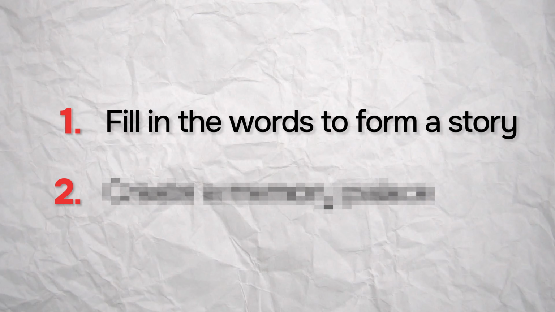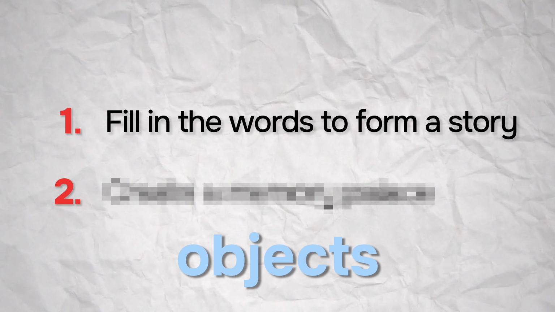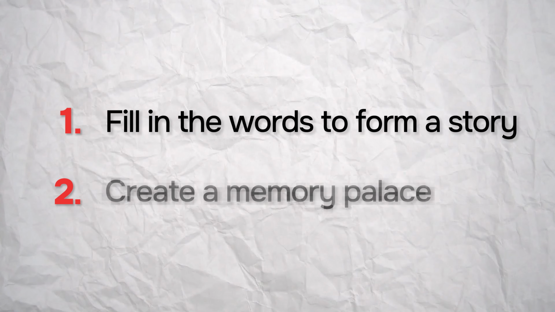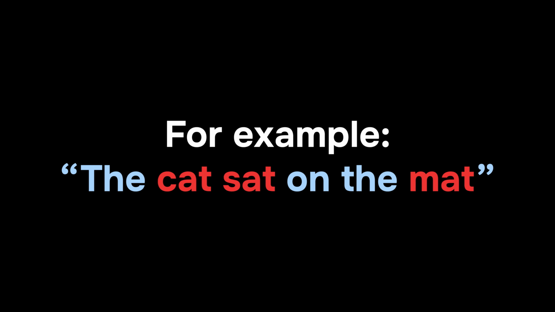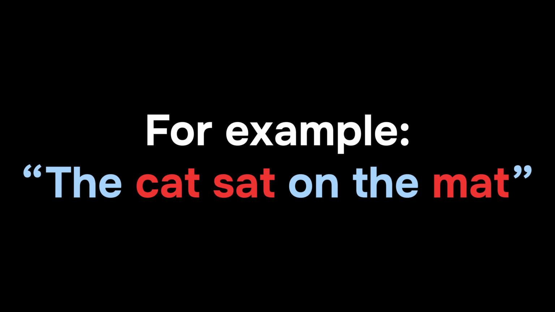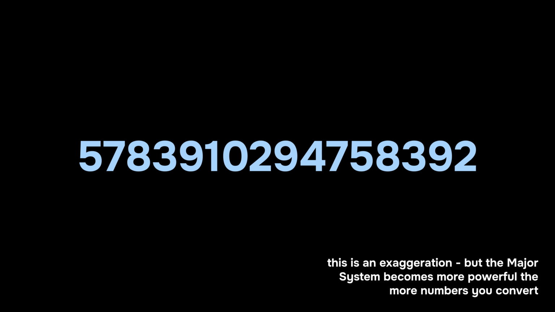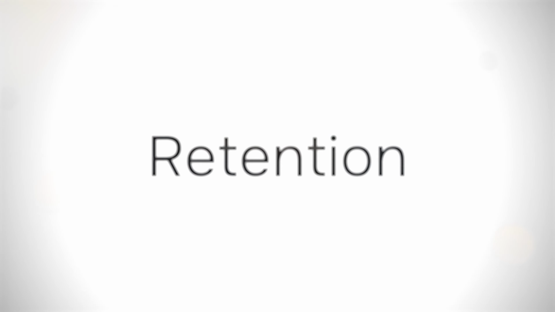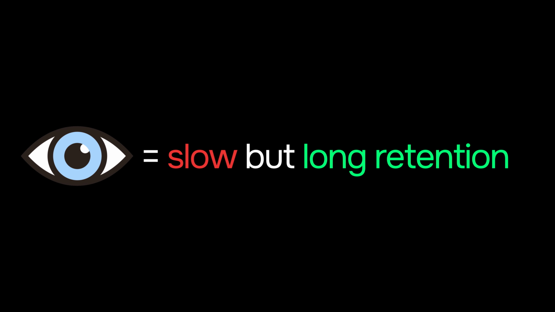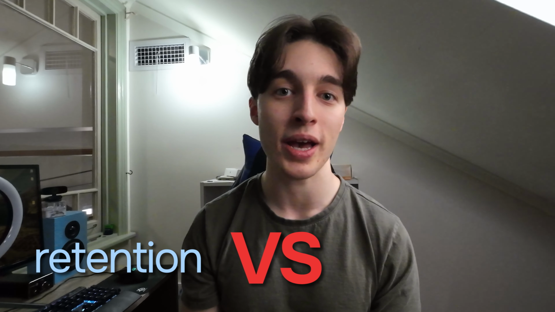Another option is you could make sure all of your words are objects or people and then create a memory palace out of them. Most of the time, whatever you end up with is going to be easier to remember than the number you started with. But both options have different retention. Words and images stay in your mind for a different amount of time. Words are really quick to memorize but don't last as long, whereas images are slower to memorize but they can last ages. You get to decide which one you use based on how long you want to remember it for and how much time you have to do it.